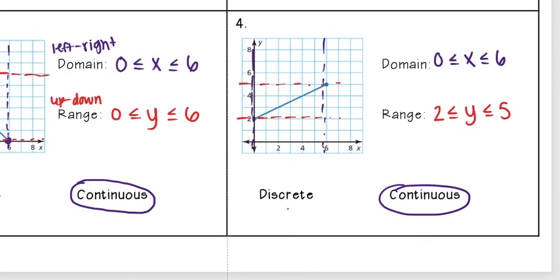Okay, and then for domain and range on this one, this was all connected. I had a line there, so this is continuous. The domain, that's how far left the graph goes to how far right it goes. And so I see the furthest left it went was 0. The furthest right it went was 6. And then for range, that's how far up and how far down it goes. I see the lowest point in the graph was at 2, and the highest point in the graph was at 5.